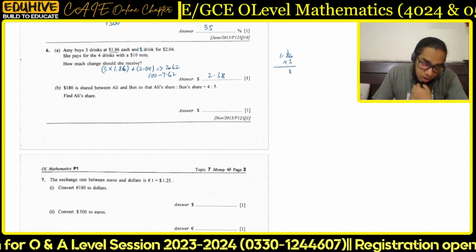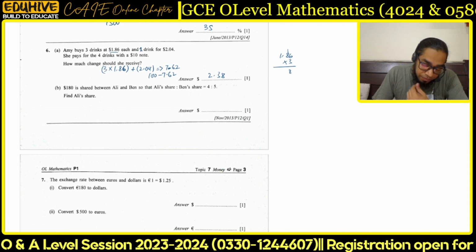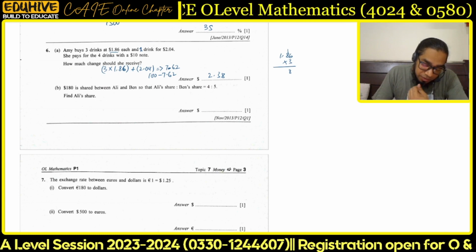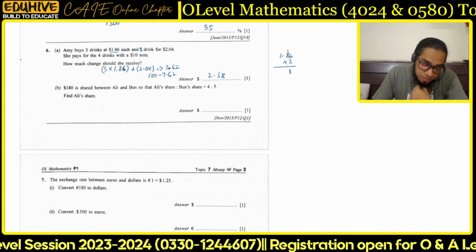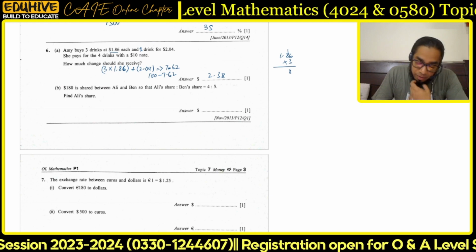Okay, there is a question of ratio, the previous class topic. $180 is shared between Ali and Ben, so Ali's share and Ben's share is 4:5. Find Ali's share. Yeah, I got it. 10 minus 7.62. Can anyone answer me for this question? That's 6 part B.